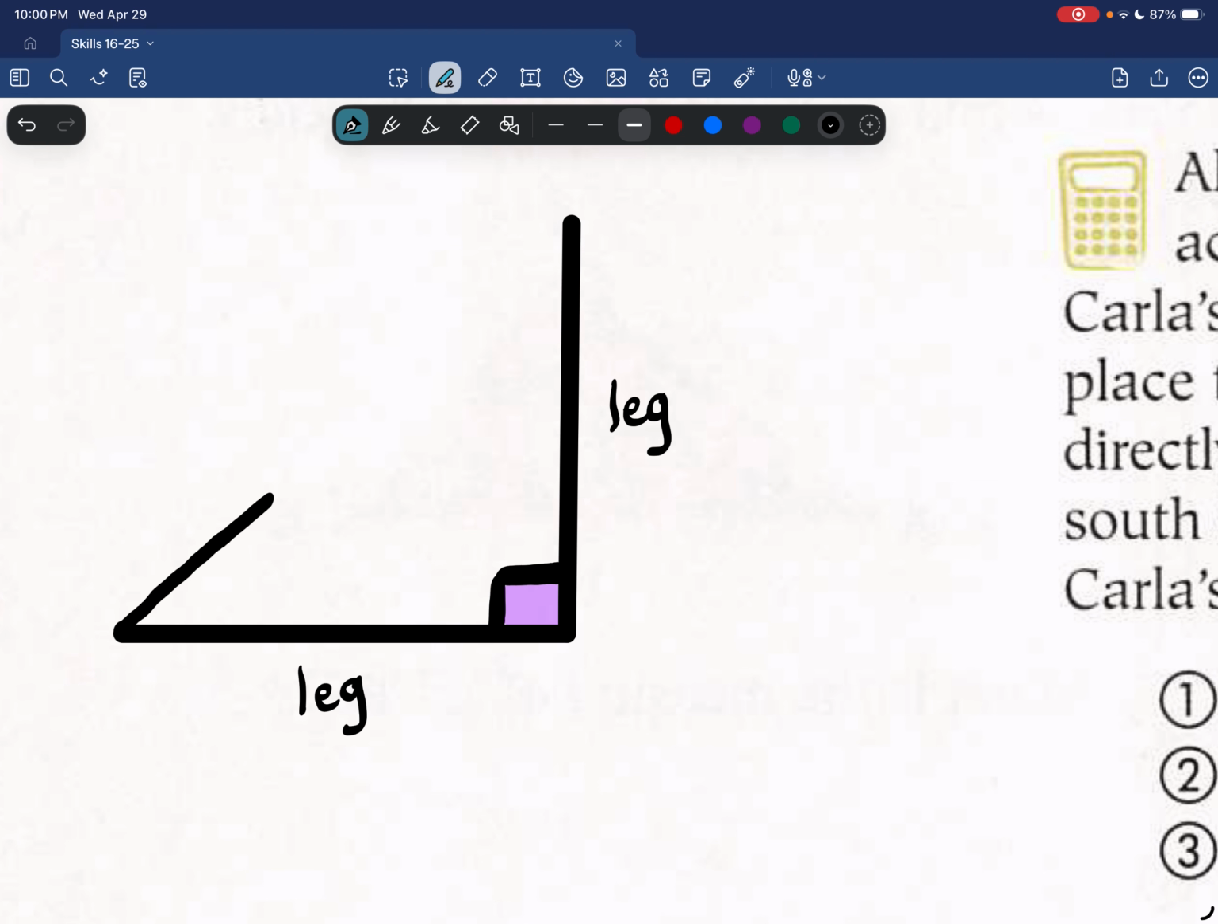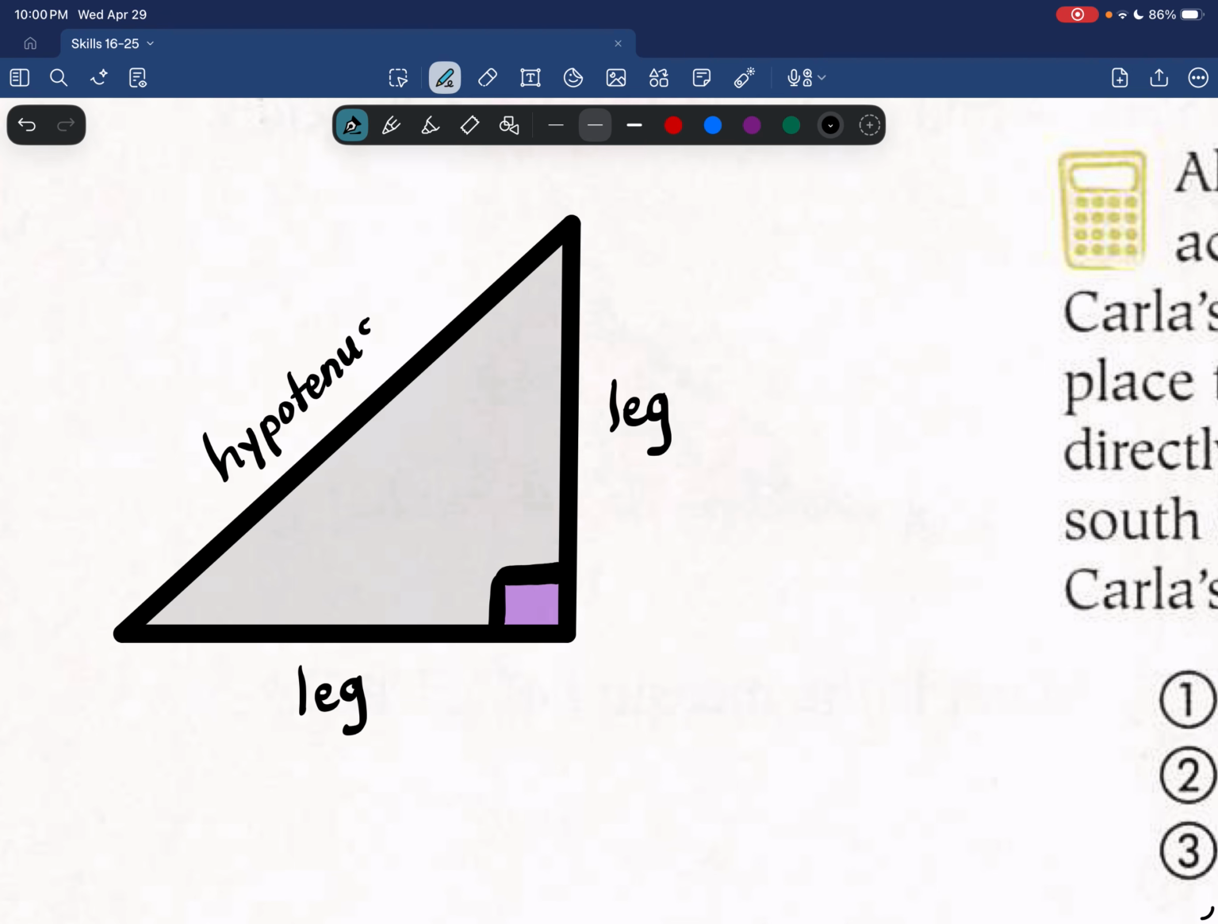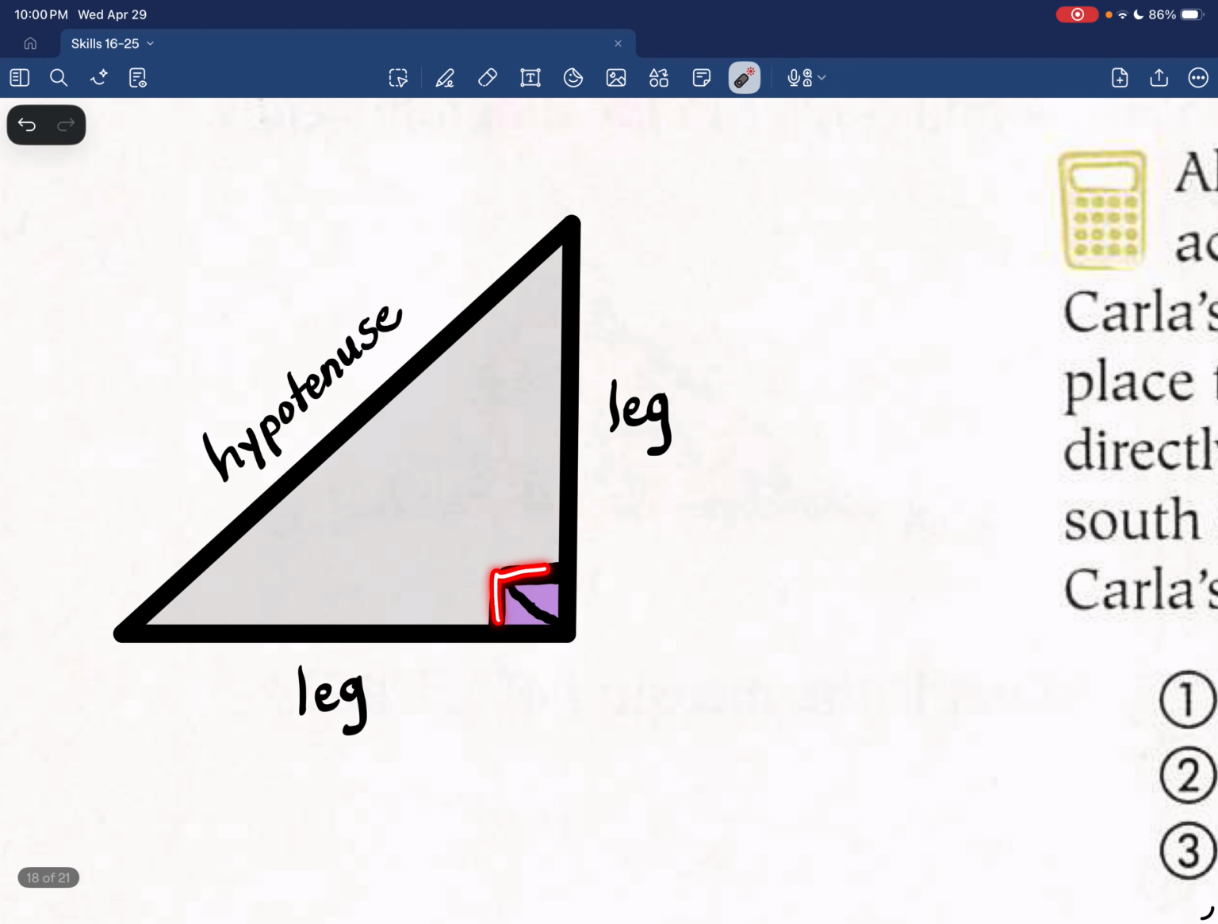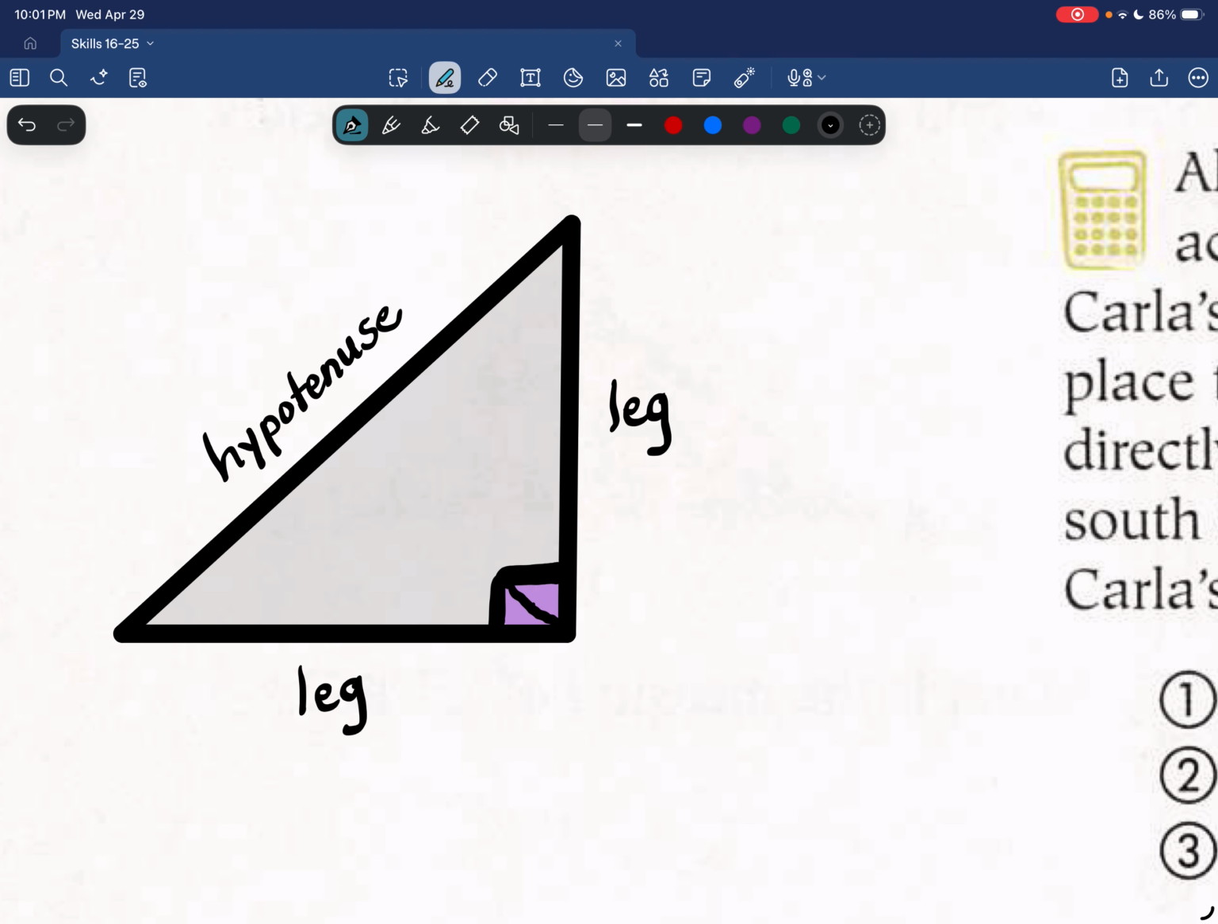Then you have this thing that is diagonal between the top of that one and the side of that one. This is called the hypotenuse. The hypotenuse is always across from the right angle. If you make an arrow out of that right angle, it is pointing to the hypotenuse. The hypotenuse will always be the longest side.